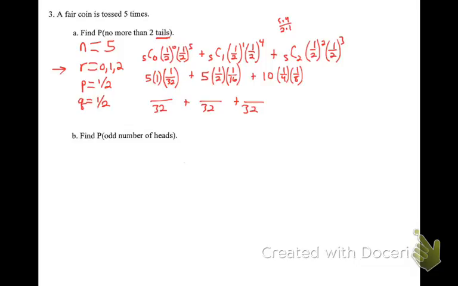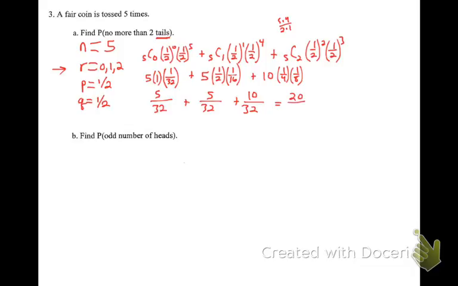5 times 1 times 1 is 5. Oh, sorry, 10 times 1 times 1 is 10. Whew. Hopefully you caught me there. And then since they're all the same denominators, you just add the tops. 5 plus 5 plus 10 is 20 over.